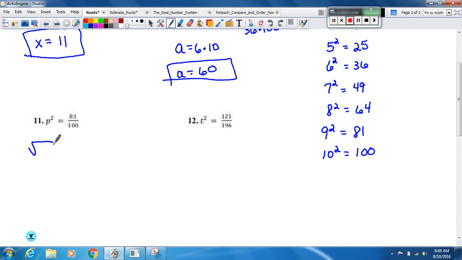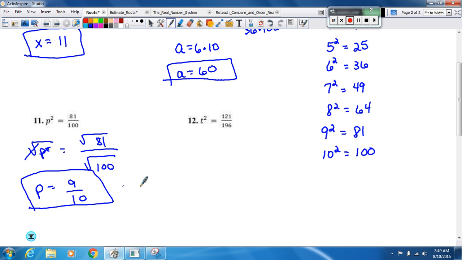Okay, this one, the square root of p squared equals the square root of 81 over the square root of 100. Opposites cancel. So p equals the square root of 81, which is 9. The square root of 100 is 10. So 9 over 10 is the answer to that one.